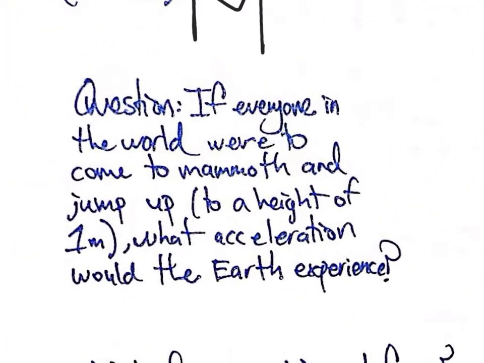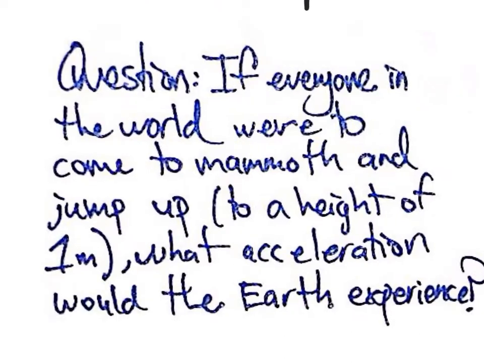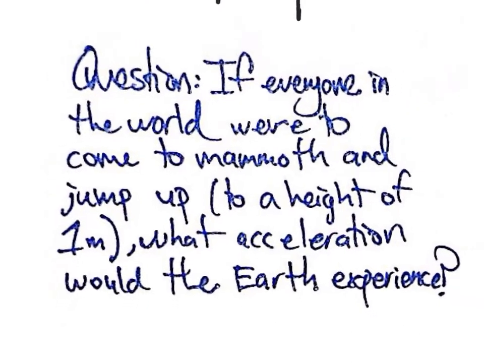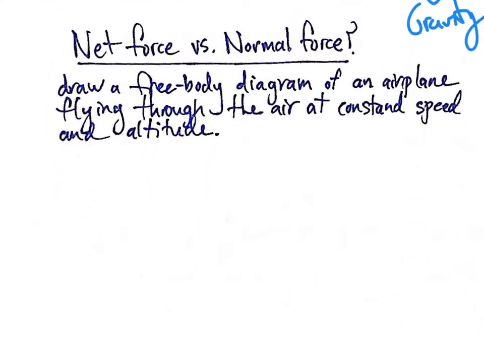The excellent question is, if everyone in the world were to come to Mammoth, I know it'd be pretty crowded, imagine the lines at Vaughn's, ha ha ha, and jump up to a height of 1 meter, for the sake of example, what acceleration would the Earth experience? You know, would we cause an earthquake? And if we did, would it be a magnitude of 1 on the Richter scale, or a magnitude of 9, and would buildings crumple and all that kind of stuff? So there are some things we'd have to assume, but we could definitely calculate that. And I think that's going to be an extra credit project for you.